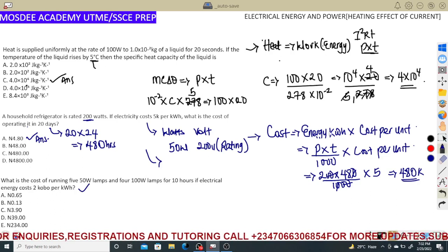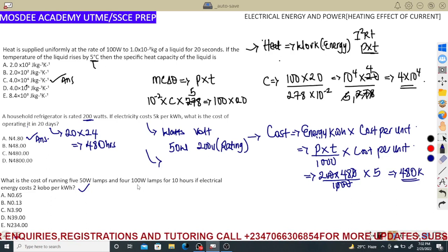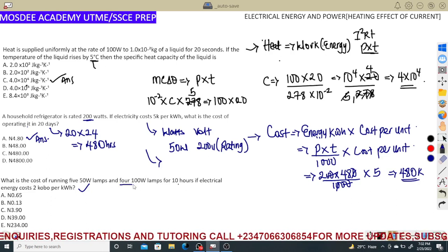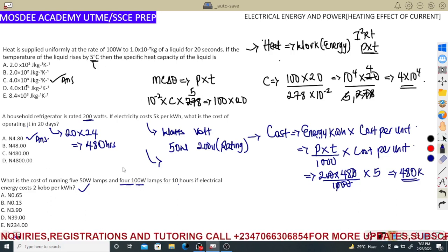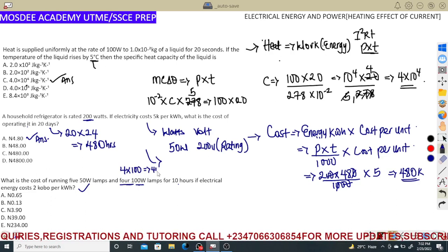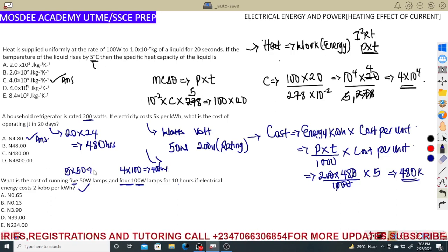It's the same concept: energy in kilowatt-hours is power multiplied by time. In this case, for 10 hours, you have a 50 watt lamp and four other lamps, so you have to calculate all the power. This is 4 times 100, which is 400 watts, plus 50 watts. Then you have 5 of the 50 watts, so 5 times 50 is 250 watts.